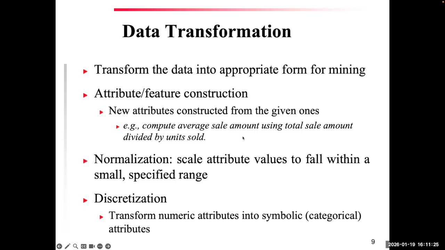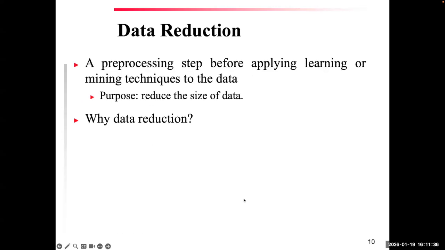And then finally, discretization, which I'm going to explain probably next lecture on Wednesday, which is transforming numeric attributes into symbolic ones or categorical features. Then we talked about data reduction.